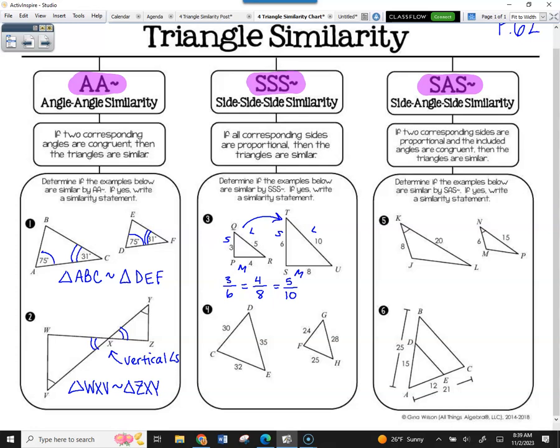I've just set up, Ryan, make sure you're writing this down, please. I've just set up all of the fractions for all three sides, and now what I have to do is check that they're the same fraction. Now sometimes you can do this in your head, right?